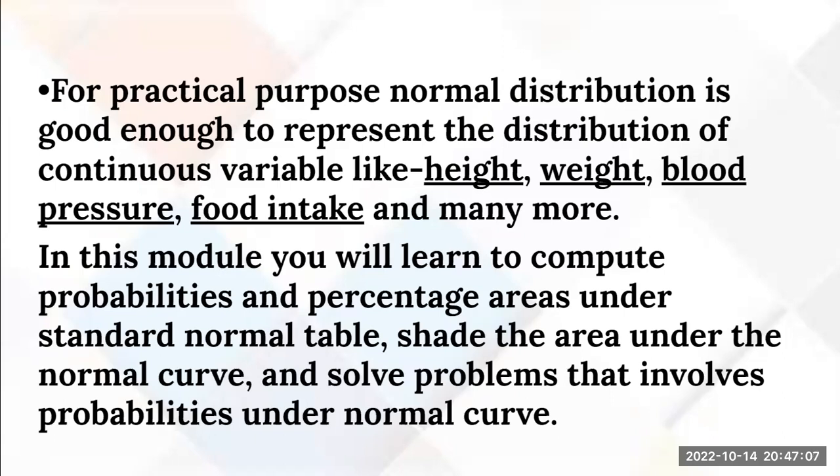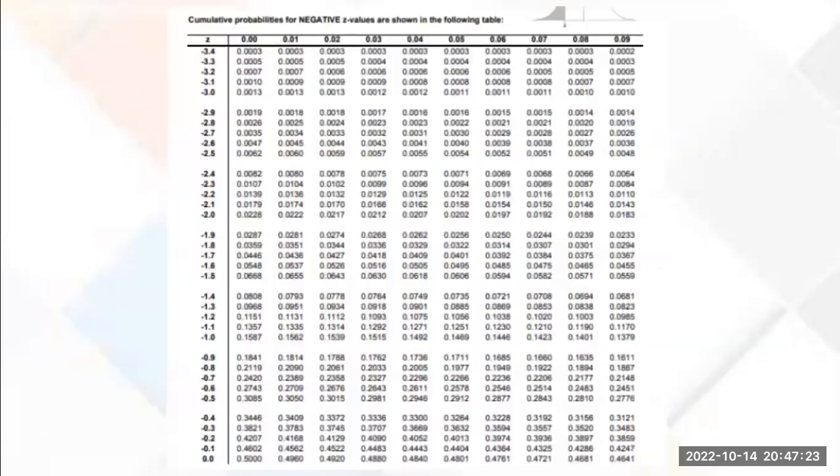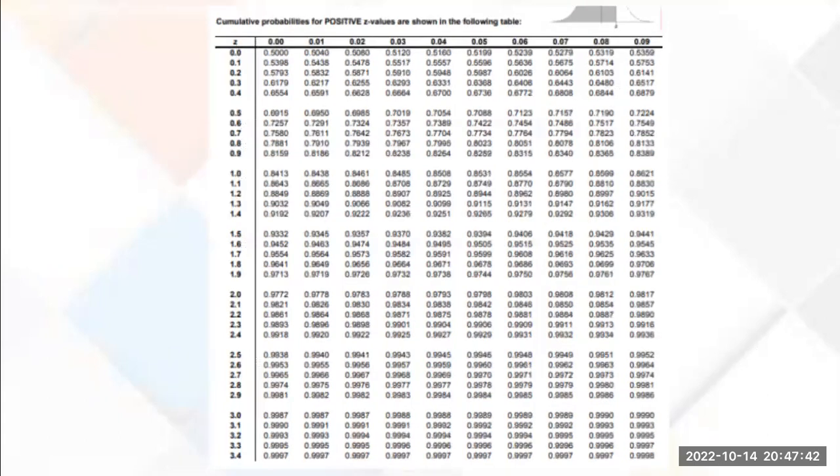In this module, you will learn to compute probabilities and percentage areas under the standard normal table, then shade the area under the normal curve and solve problems that involve probabilities under normal curve. This is the Z table that can be found at the last pages of your module. This one is the cumulative probabilities for negative Z values, and this is the cumulative probabilities for positive Z values.